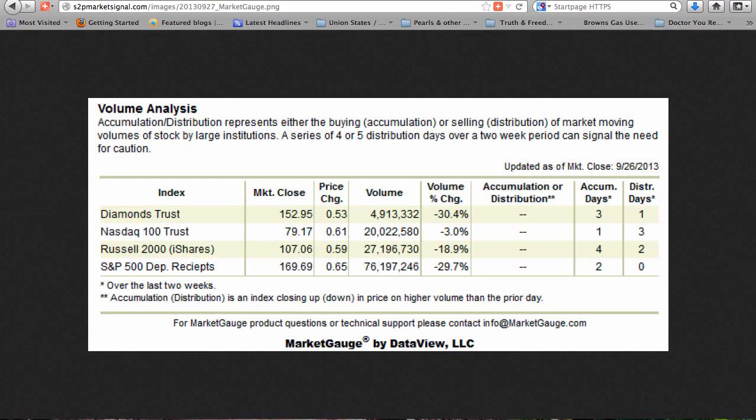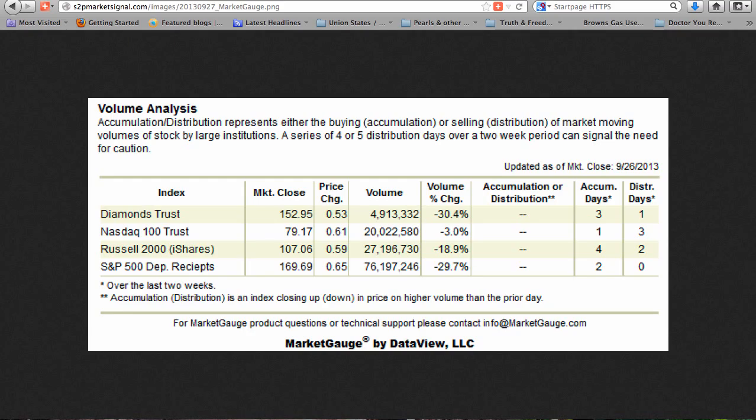Market Gauge Volume Analysis. In this week's volume analysis, the Russell 2000 ended in neither accumulation nor distribution mode. In the last 2 weeks, it had 4 accumulation days and 2 distribution days. Of the other indexes, both the S&P 500 deposit receipts and the Diamonds Trust ended in neither accumulation nor distribution mode. Accumulation days are counted when the index closes up on higher volume than the prior day, while distribution days occur when the index closes down on volume higher than the prior market day.